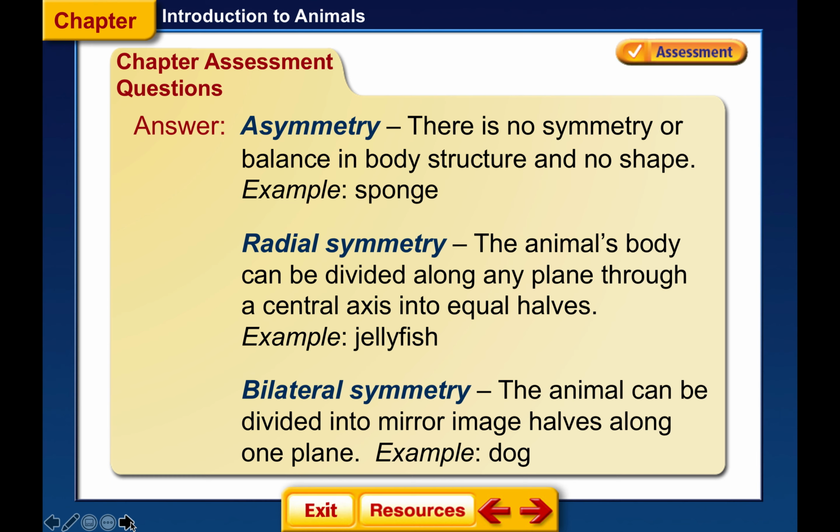And bilateral: the animal can be divided into mirror image halves along one plane. Anything after your jellyfish, except for the starfish, is going to have bilateral symmetry. All of your worms do, your dogs do, you do. Everything has bilateral symmetry after the cnidarian, with the exception of our starfish.